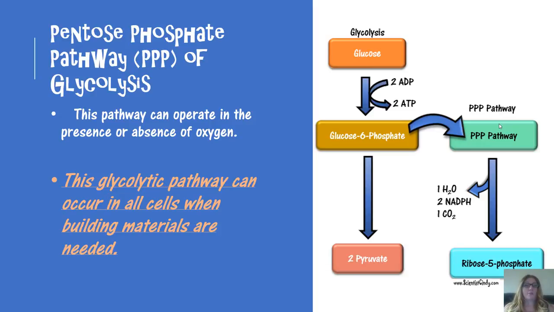Okay, so the PP pathway, or pentose phosphate pathway, if I wanted to try not to laugh. This pathway can operate in the presence or absence of oxygen. And this pathway is something that can be activated in every cell, in every organism. So it's a glycolytic pathway that can occur in all cells whenever building materials are needed. So if our bodies need to reconstruct a part of a damaged cell and they're finding that they don't have the building materials necessary, then the pentose phosphate pathway will become activated.